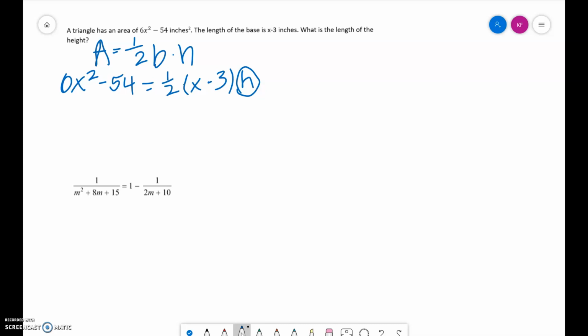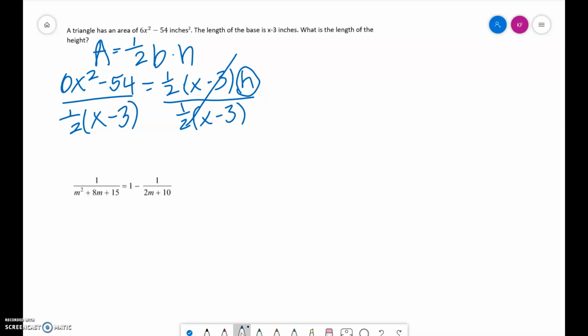So since all of these are held together by multiplication, the inverse operation to get them apart would be division. So if we divide by 1/2 times x minus 3, we will get the h by itself on the right-hand side of the equation. Sorry, that should be a 1/2. 1/2 times x minus 3.